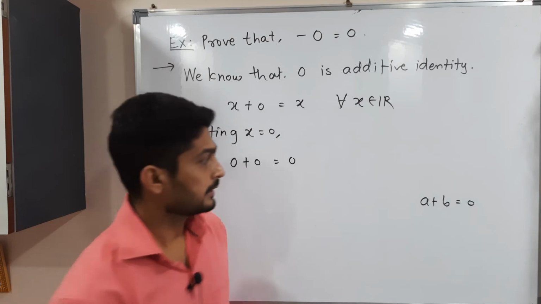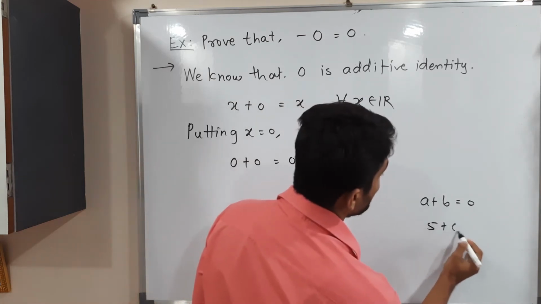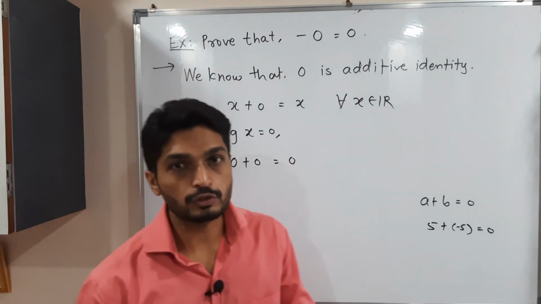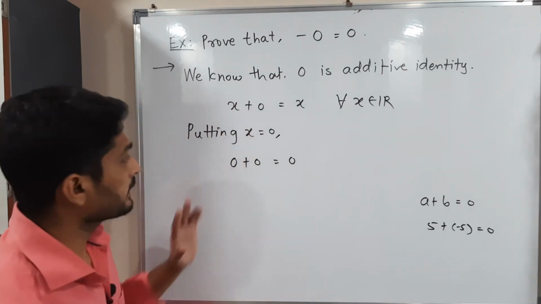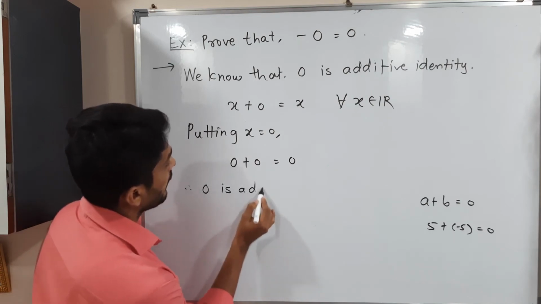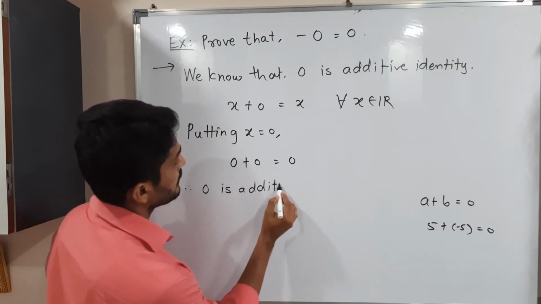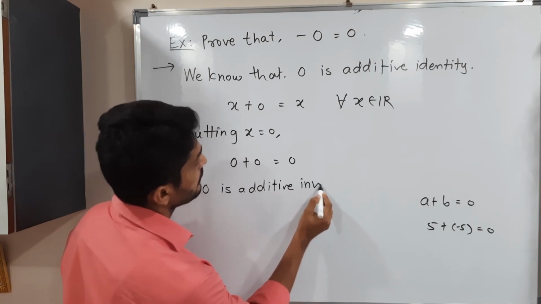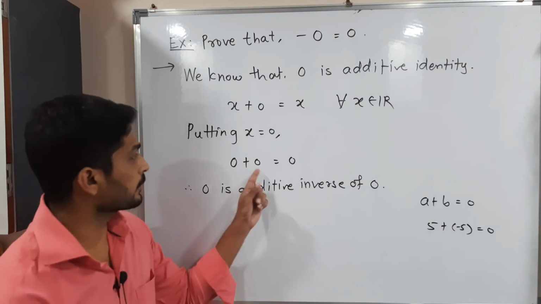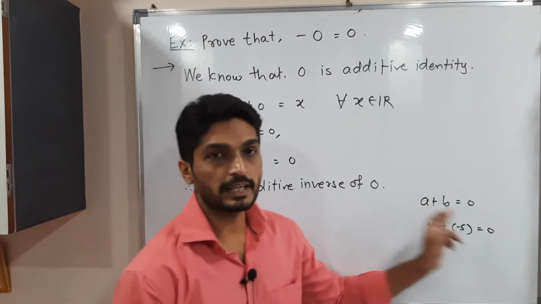Just like 5 plus minus 5 is equal to 0. So minus 5 is the additive inverse of 5 and 5 is also the additive inverse of minus 5. By applying that logic, I can say therefore this 0 is the additive inverse of the first 0, just like this b is the additive inverse of a.